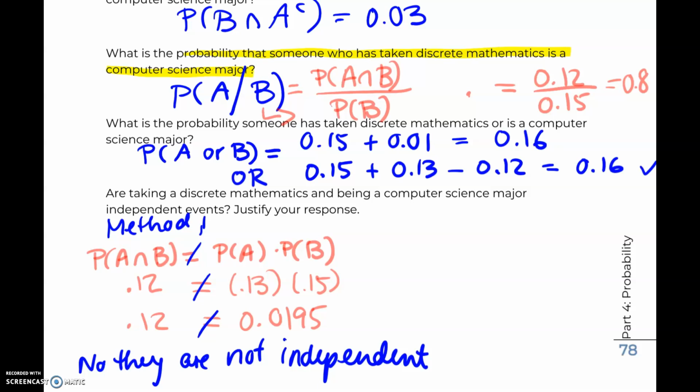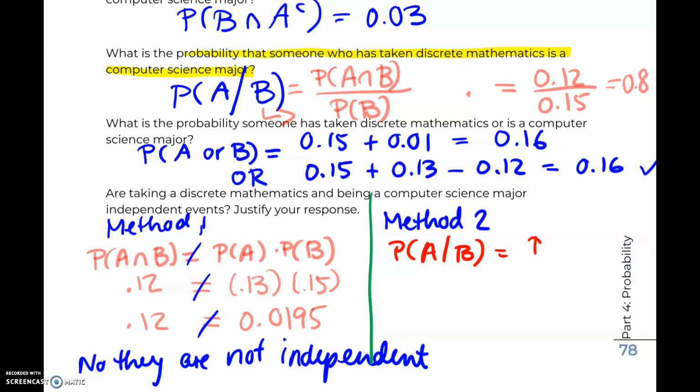Method two, we're going to look at the conditional probabilities. Usually a little harder because it involves having to find those conditional probabilities. So we could check, is the probability of A given B equal to the probability of A? If it was independent, then the fact that B already happened would not affect the probability of A. The probability of A given B, we found that above, so we can use that as 0.8, and this is not equal to the probability of A, which is 0.13, that marginal probability.